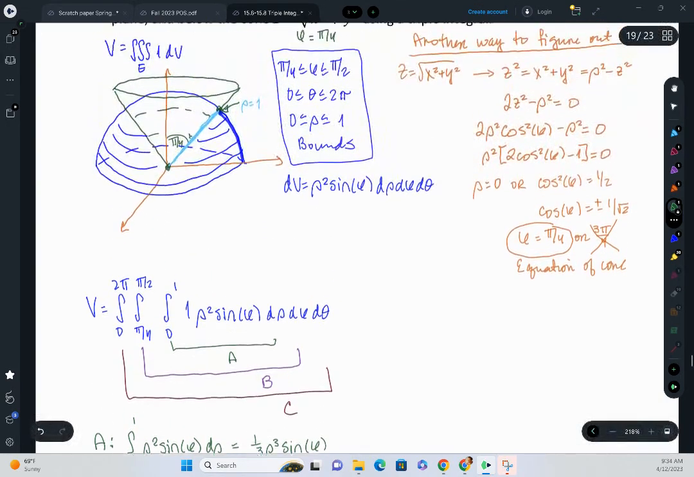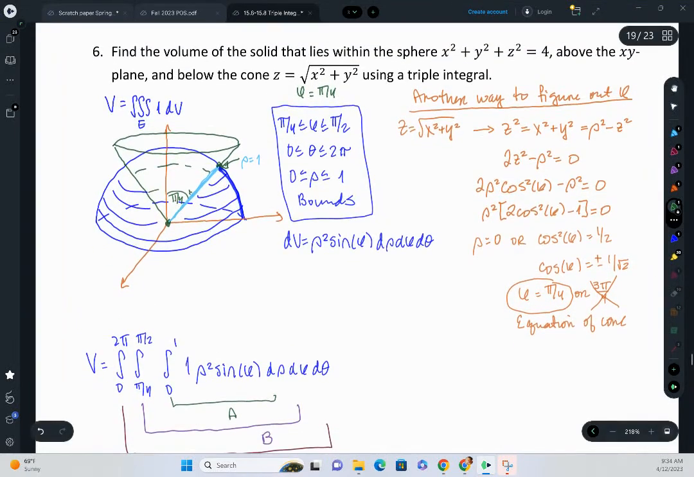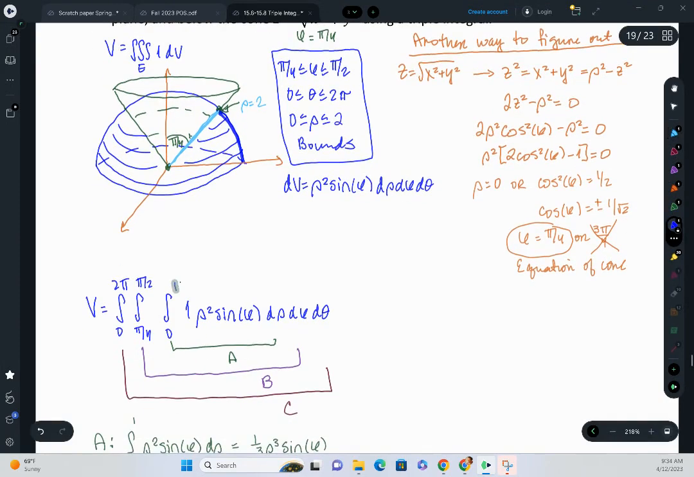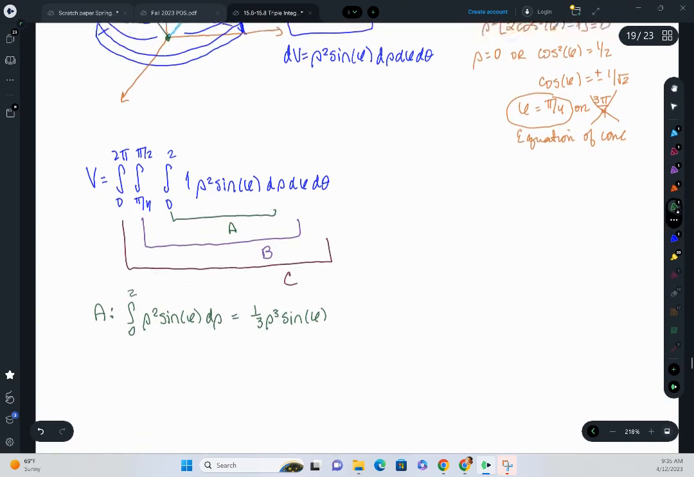Hold on a second. I did something else, and I'm sure if you were watching the video earlier, you're like, wait, no, Jen, it's not 1. This is a sphere with a radius of 2. So this should be going from 0 to 2. I got myself stuck on the last problem. Okay, quick fix. Sorry about that. We're going from 0 to 2.